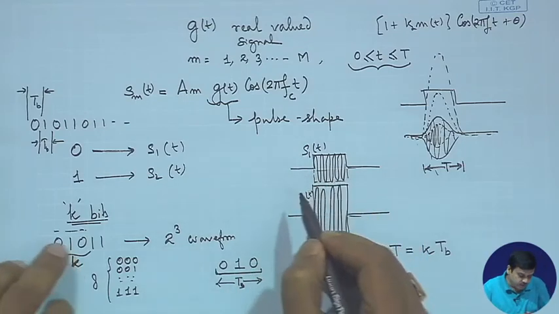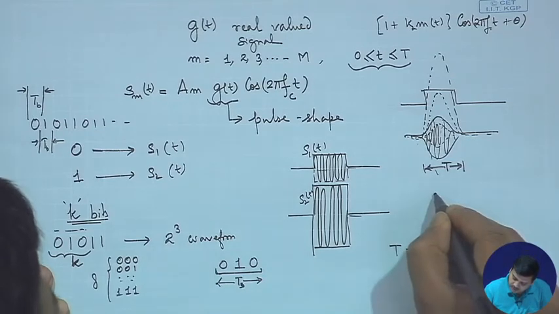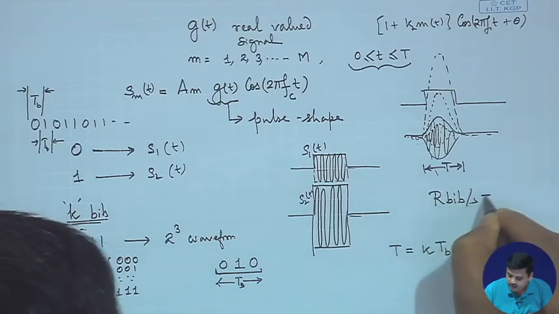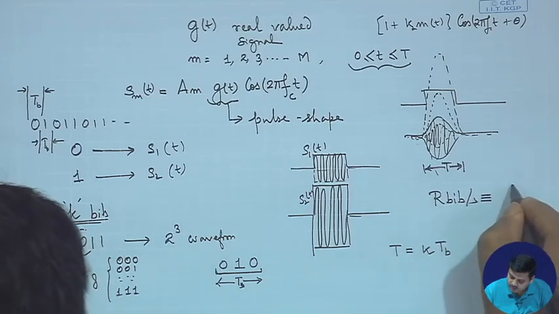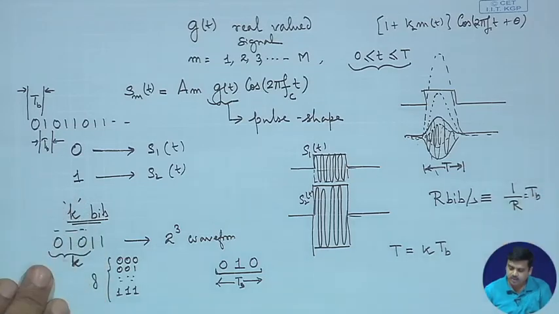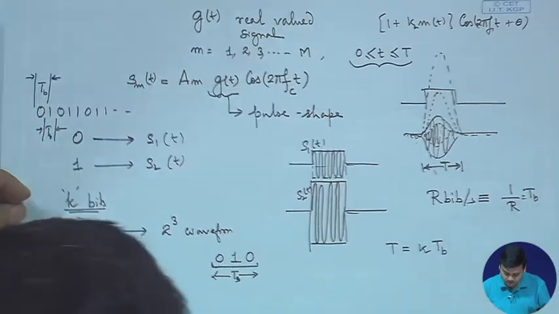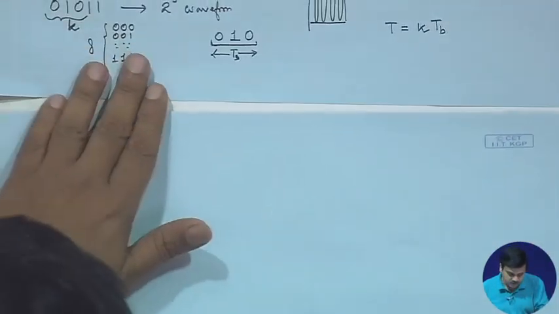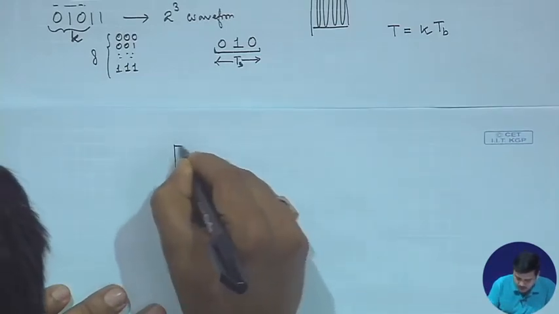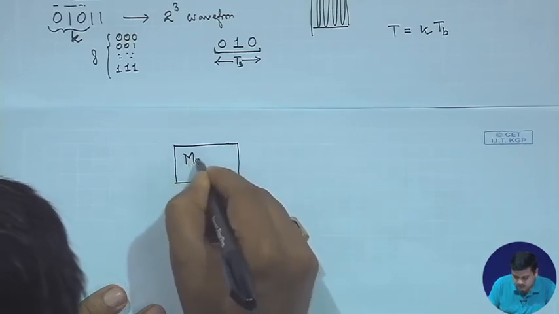Now, why did we have such a relationship? At some point you can say that if you have r bits per second, that would definitely mean that 1 upon r is equal to TB, that is what we are using, seconds per bit. So, why do we need this? We need this because we are taking the modulator at some point in the transmitter.